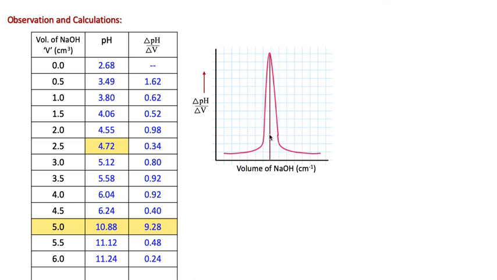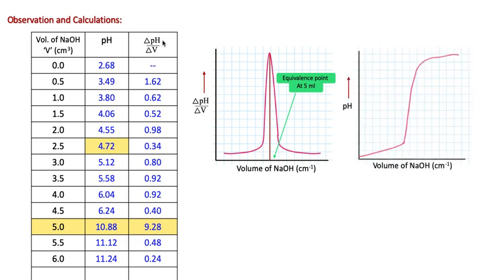What is this equivalence point? It is where complete neutralization of the acetic acid takes place. The amount of titrant, that is NaOH, required to neutralize the acetic acid, that is the equivalence point. In our experiment we got it at 5 ml. Then we have another graph, that is pH versus volume of NaOH. Then we are going to find the half equivalence point.